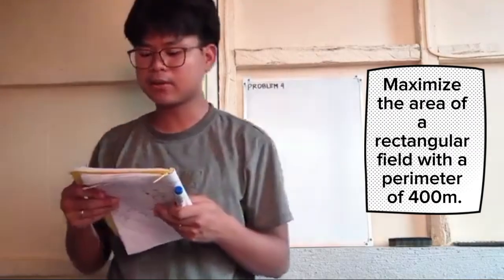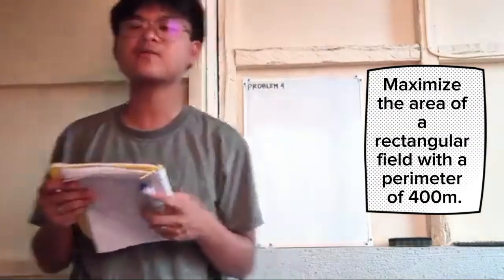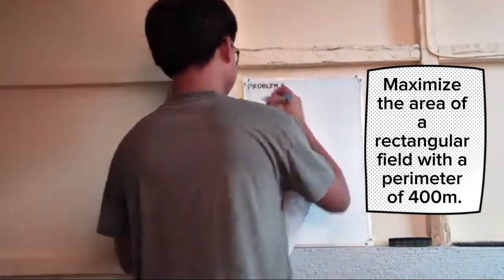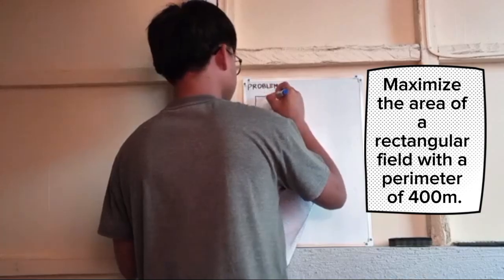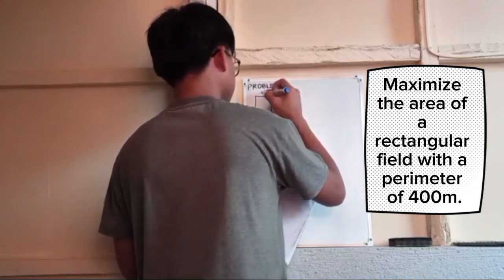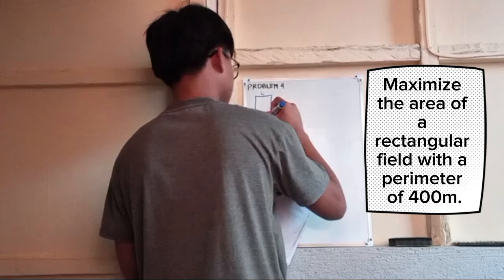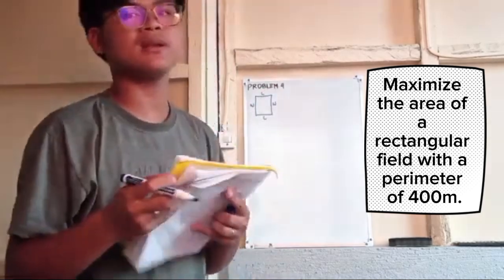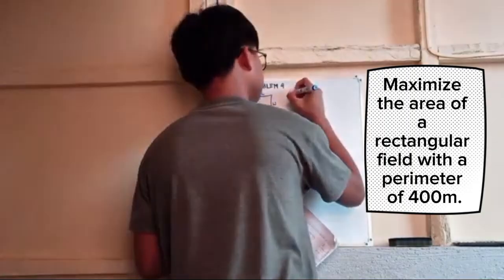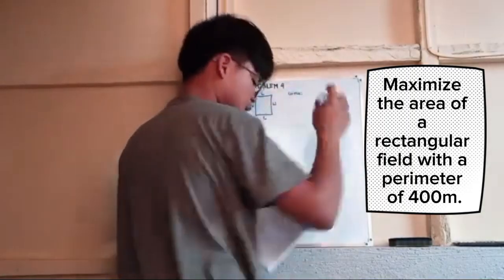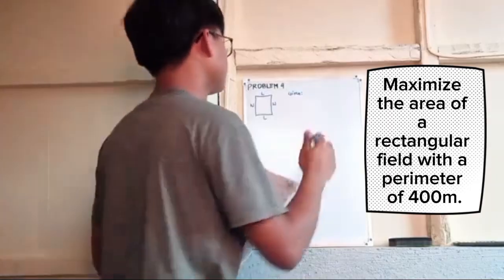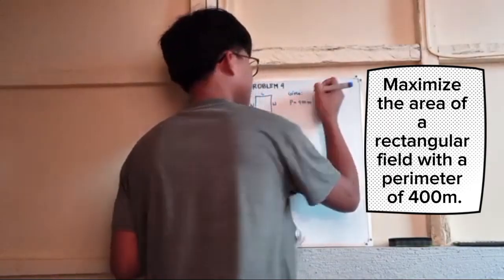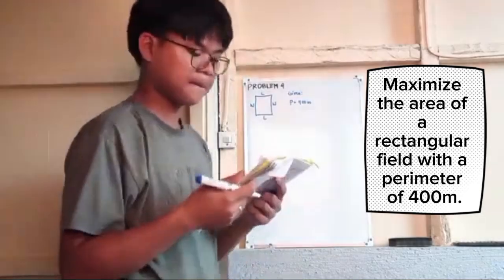Maximize the area of a rectangular field with a perimeter of 400 meters. So first, we will draw the rectangular field. Then we will determine what is given in the problem. So given, the only given in this problem is the perimeter, which is 400 meter.